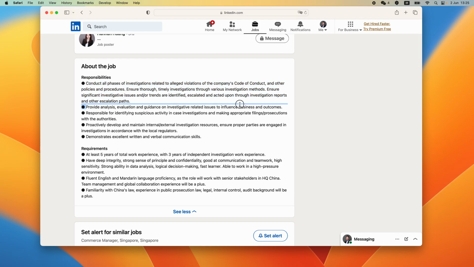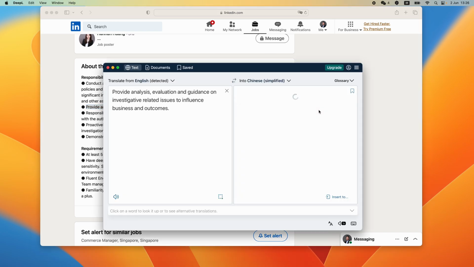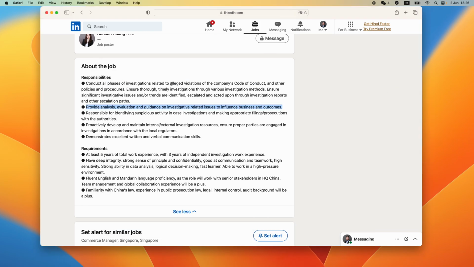Let's go on to the second. Provide analysis, evaluation, and guidelines on investigation related issues to influence business and outcomes. Okay, let's see about DeepL. So I think this is an internal workflow to deal with all of this business about code safety. And sorry, the word is alleged.